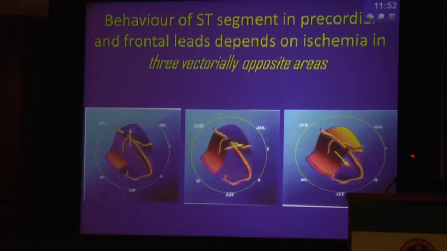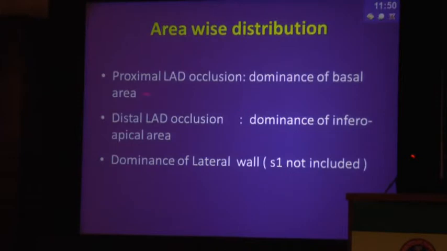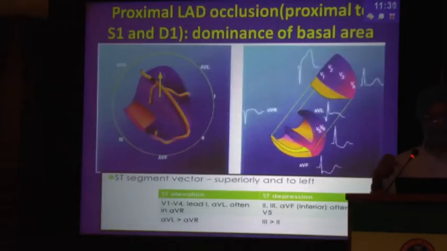The block is distal. So if you have a proximal LAD block, you will have dominance of the basal area. If you have a distal LAD block, you will have dominance of the inferior or the apical area. And if you have a block before the D1, you will have a lateral area. So this much we have realized till now, looking at where the block is. And so what changes is it going to make in the electrocardiogram? So just look at this.